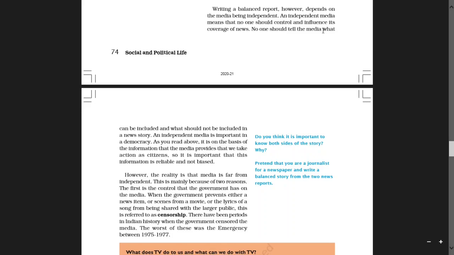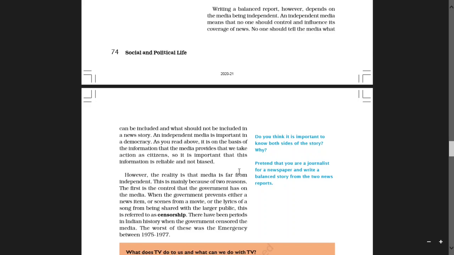No one should tell the media what can be included and what should not be included in a news story. An independent media is important in a democracy. As you read above, it is on the basis of the information that the media provides that we take action as citizens. So it is important that this information is reliable and not biased.